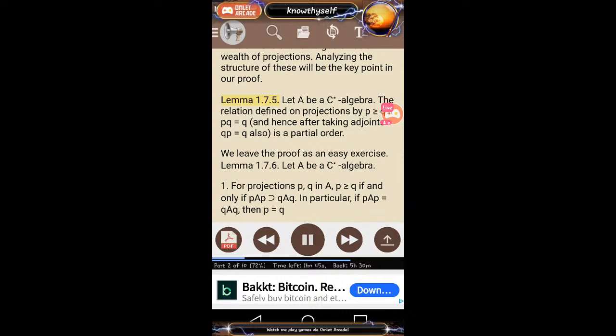Lemma 1.7.5. Let A be a C* algebra. The relation defined on projections by p is greater than or equal to q if pq equals q, and hence after taking adjoints qp equals q also, is a partial order. We leave the proof as an easy exercise.